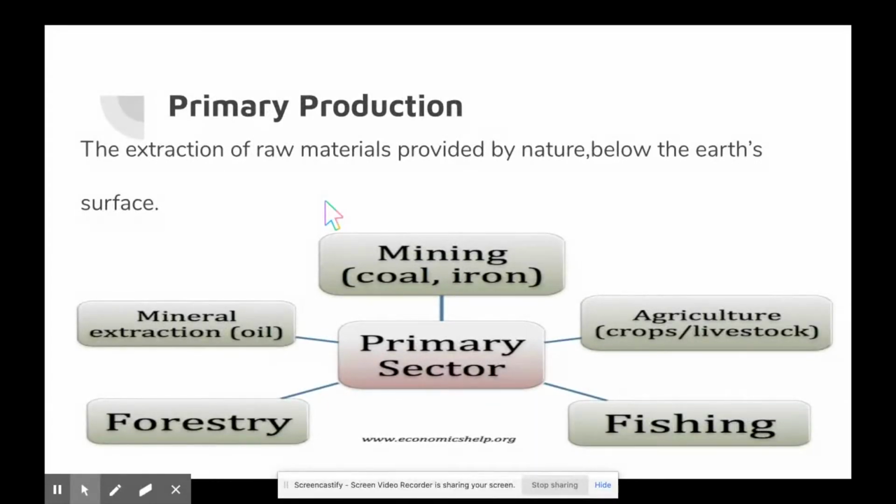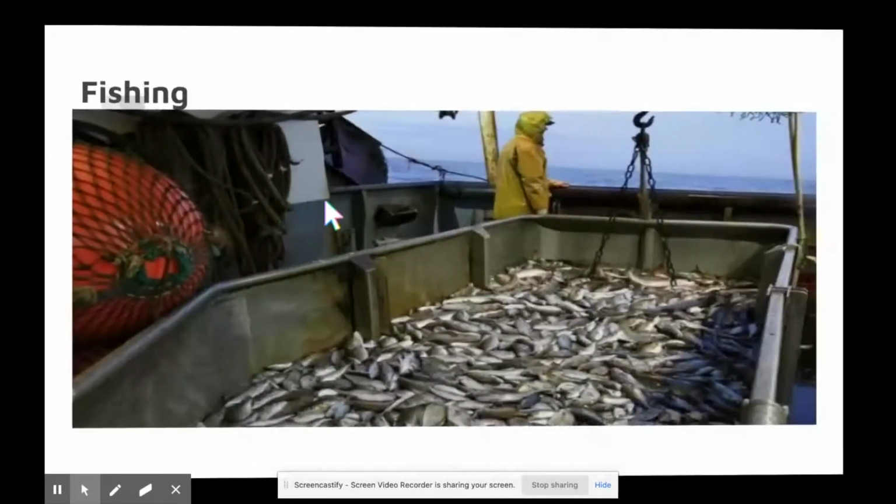Primary production is an activity that involves extracting our natural resources. It is the first stage of production. Fishing is regarded as a primary activity since it involves extracting from the seas, rivers, and lakes. Other examples of primary activities include quarrying, mining, forestry, and even agriculture.